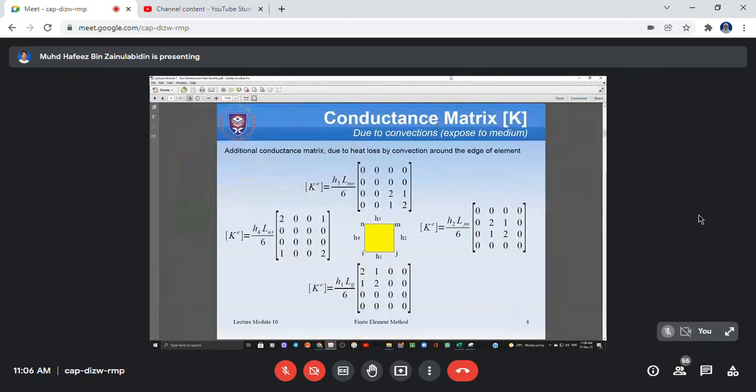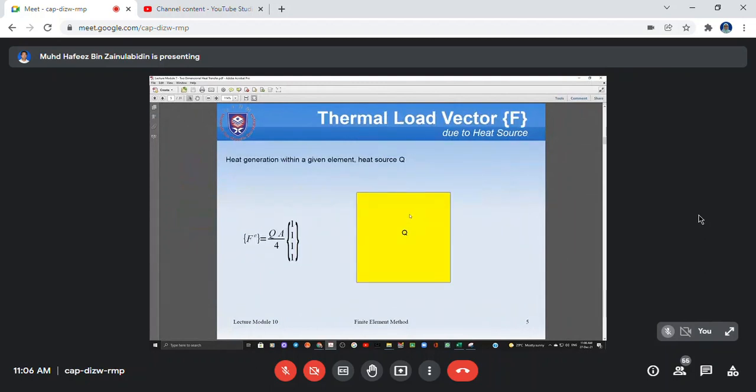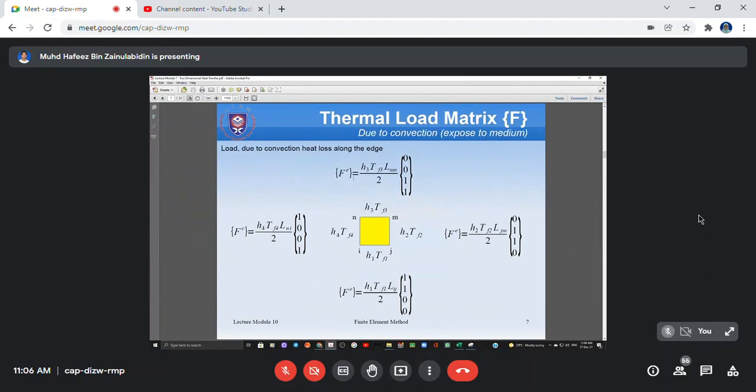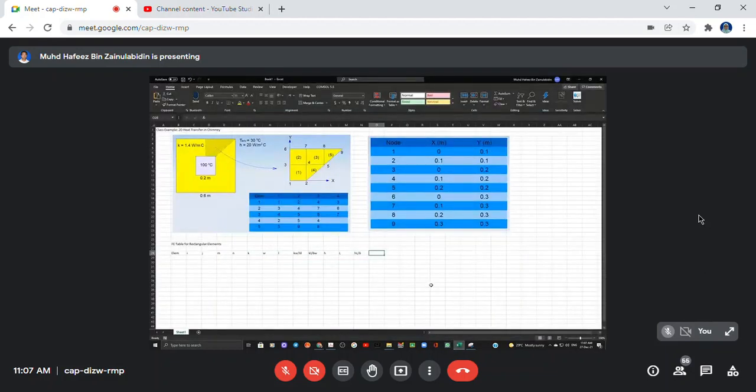Okay, next. F: no heat source, no heat flux, but we have this HTFL over 2. We need TF here. So HTFL over 2. Okay, and that's it. So we have the rectangular elements 1, 2, 3.